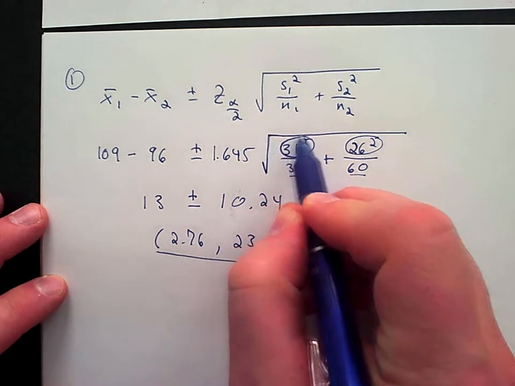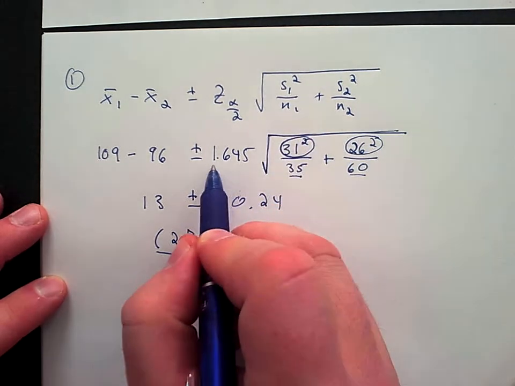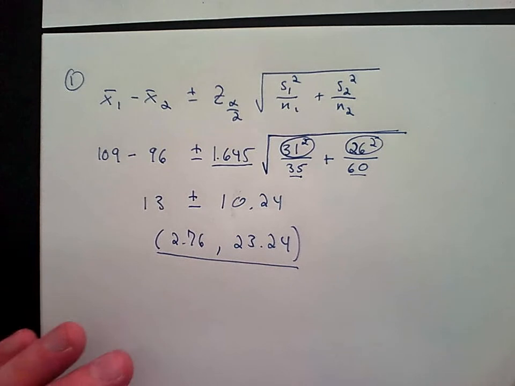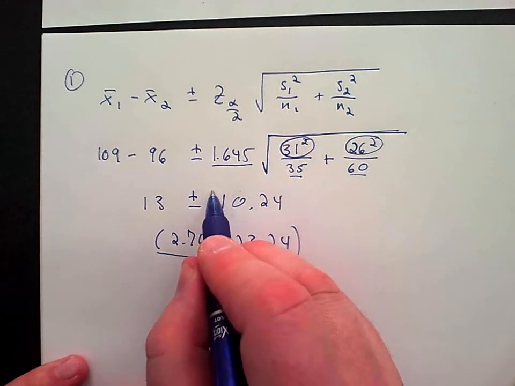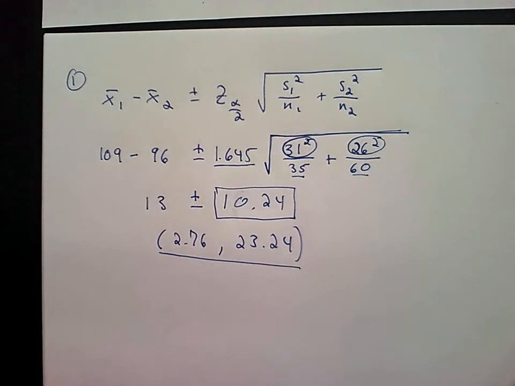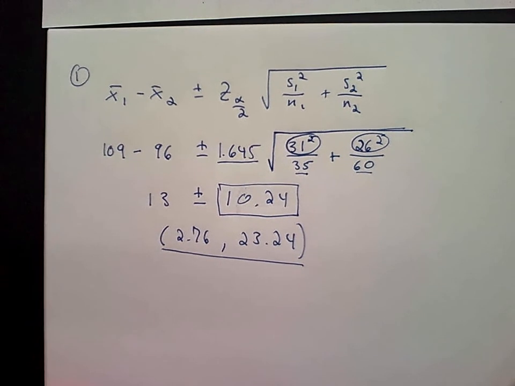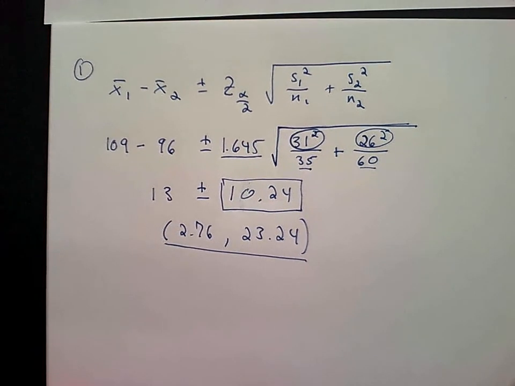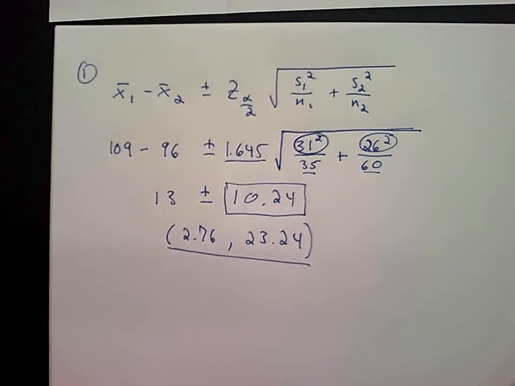So then we're done with what we have underneath the square root, and then multiply whatever that answer gives you by 1.645. Now that should be extremely close to 10.24. Might be off in like the third decimal place. Do you get 10.24? Yeah.